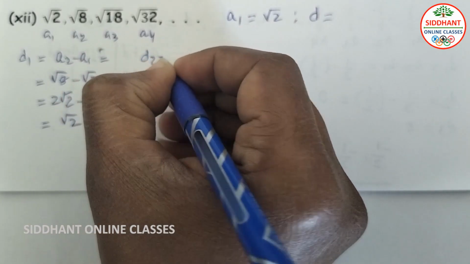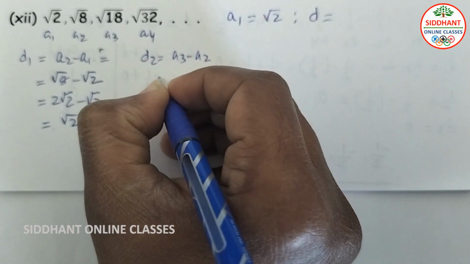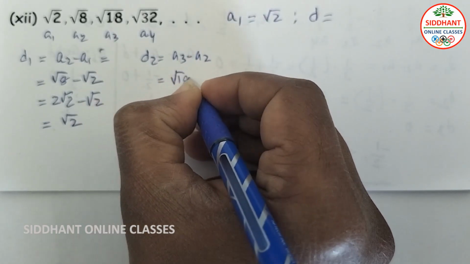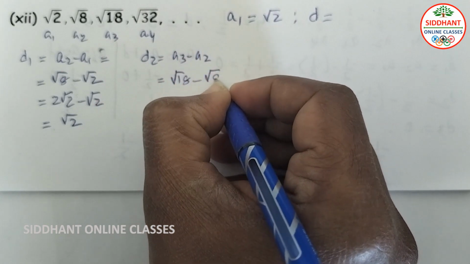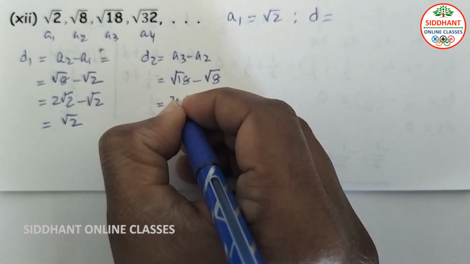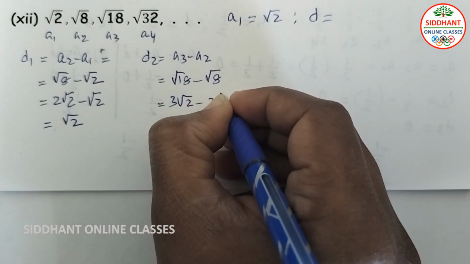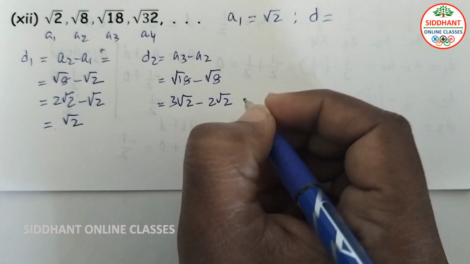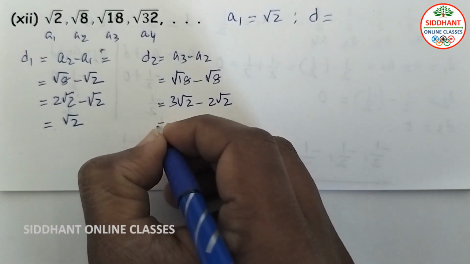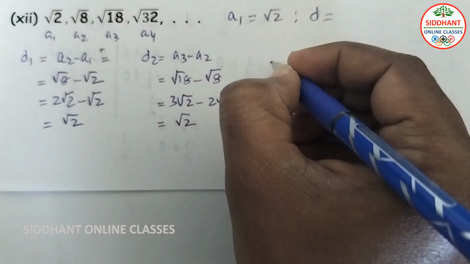Now D2, which is A3 minus A2 here, that equal to root 18 minus root 8 here. Root 18 can be written as 3 root 2 minus root 8, which is 2 root 2 here. Means root 8 can be written as 2 root 2. So 3 root 2 minus 2 root 2, which will be root 2.